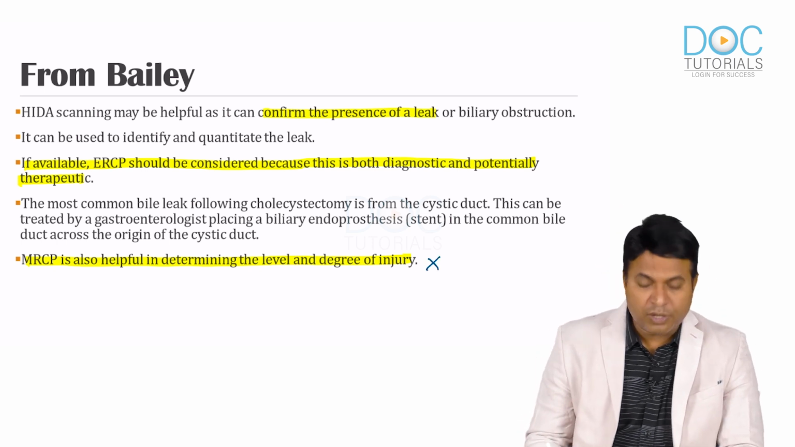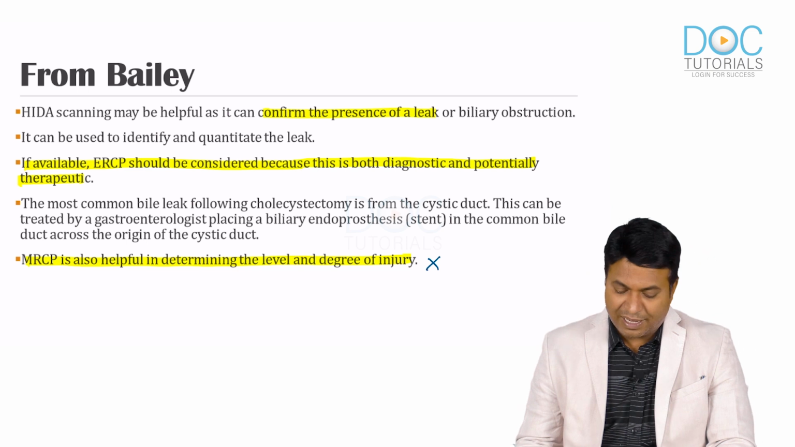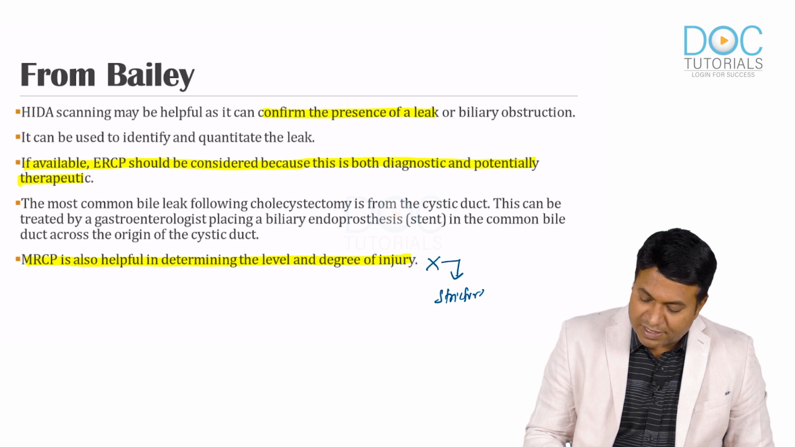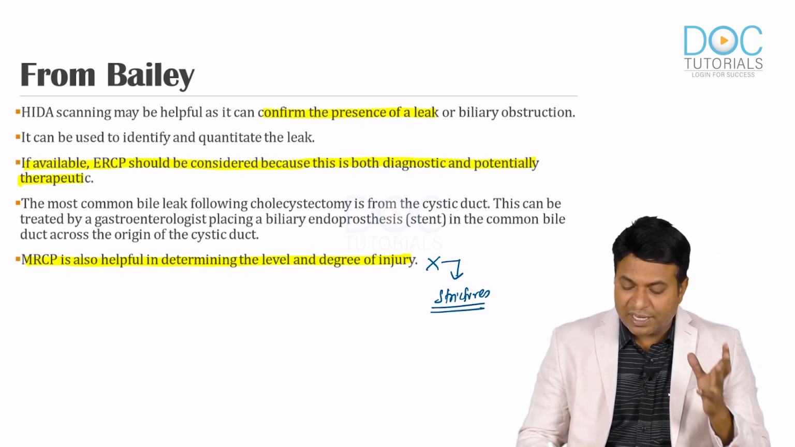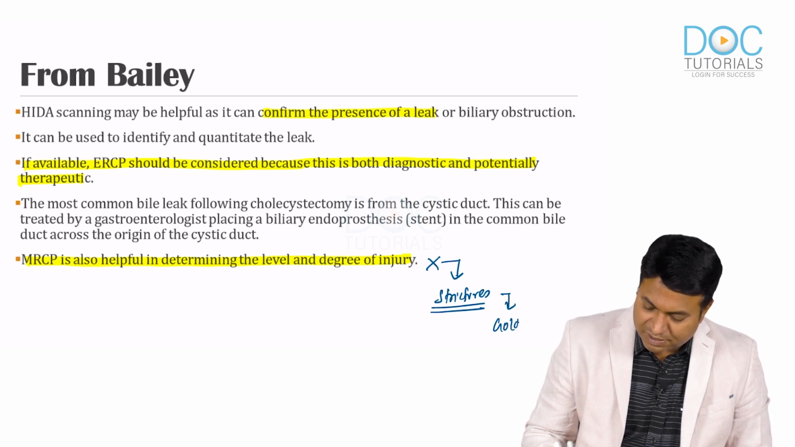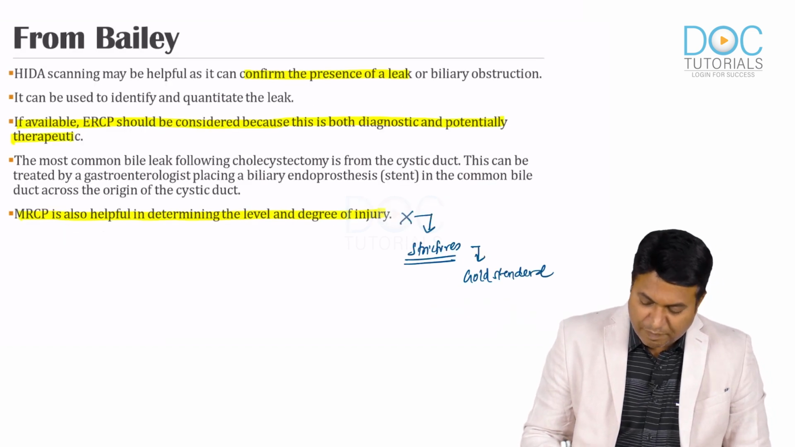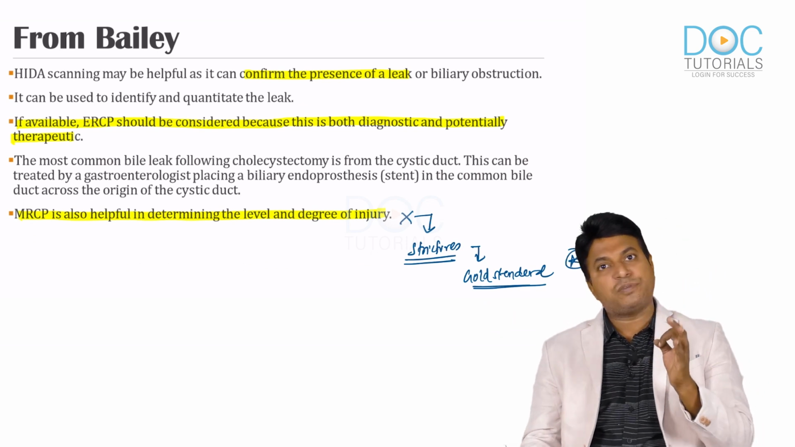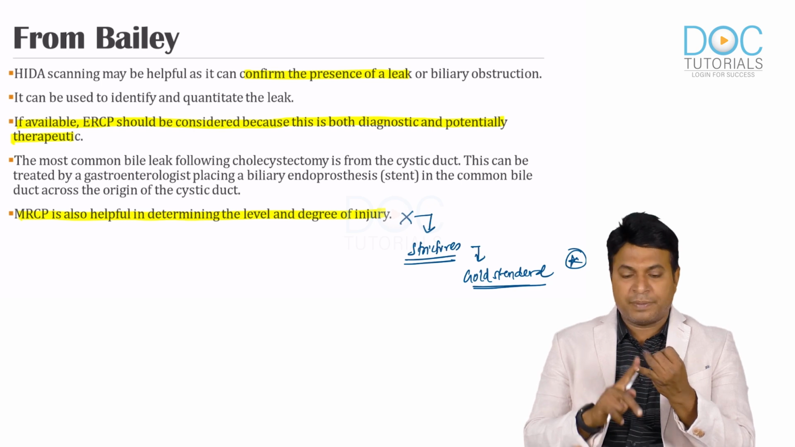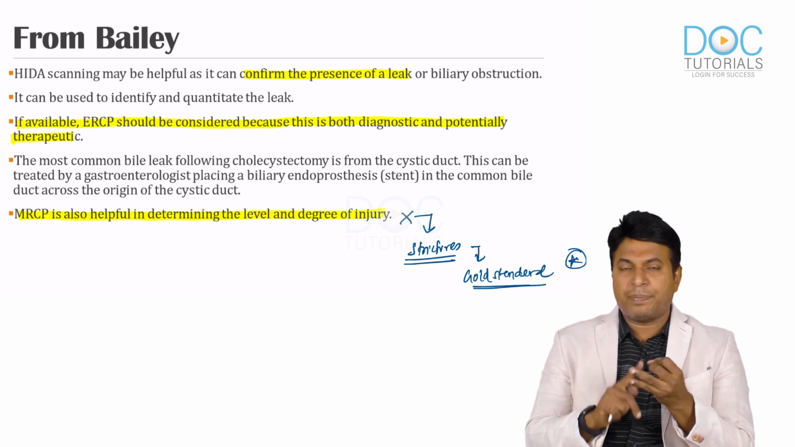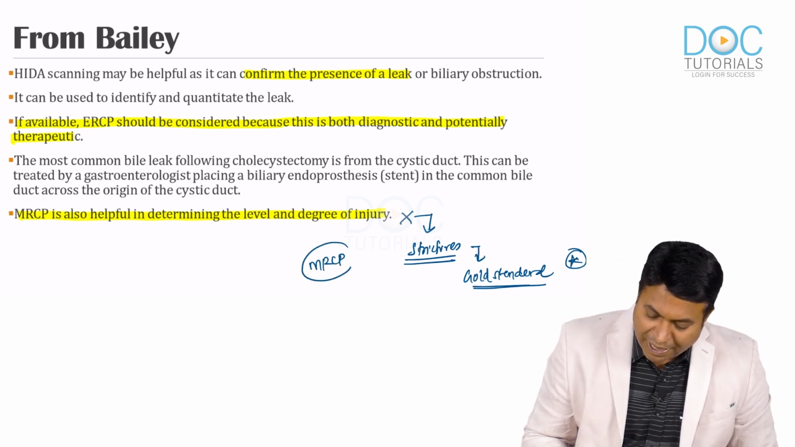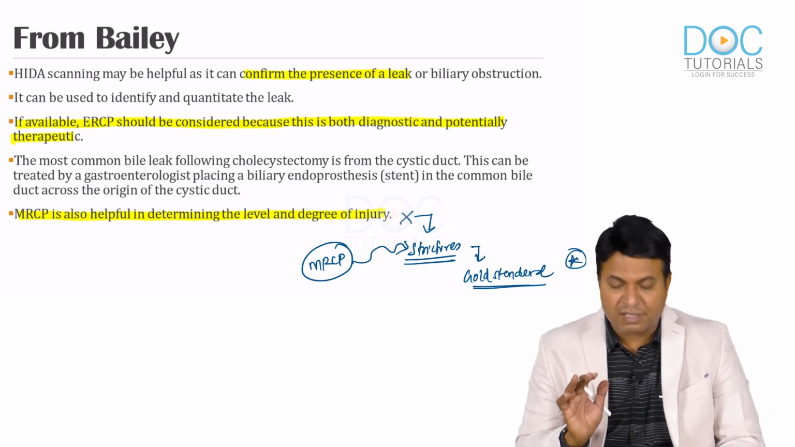So MRCP we are not using to identify the biliary leak, but it can identify the injury and in later periods identify the strictures. The bile duct injury can in future form strictures, and for strictures the gold standard is MRCP. So for biliary system, you should be very clear with each and every MCQ. The next best investigation is ultrasound or CT scan. ERCP is the gold standard. For biliary strictures, MRCP is the gold standard. For post-op bile duct injury forming strictures, MRCP is the gold standard.